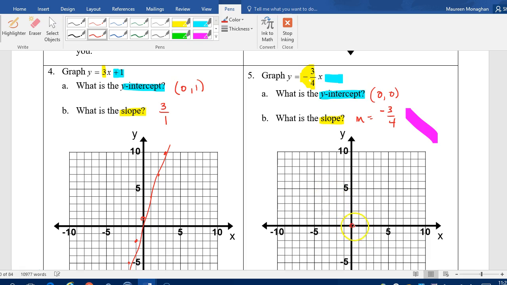So already my mind is thinking it's got to be going downhill. Start at (0, 0). If I go up 3/4 this way, my line's going to be going uphill left to right. So instead, down 3, over 4. That's going to force it to be going downhill. Look at that. As soon as you see that negative slope, an alarm should be going off.